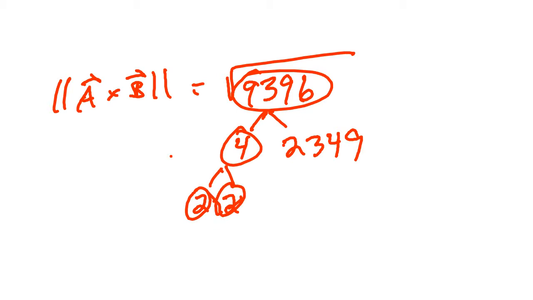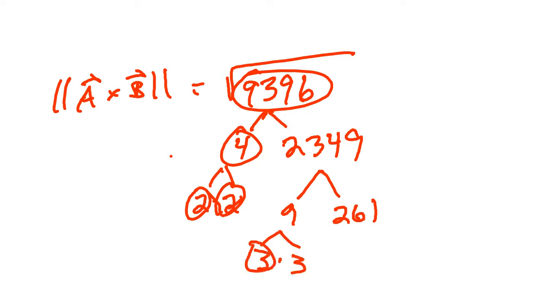Sorry, I don't want that 4 circled, but anyway, what about 2,349? Is that prime? Well, it's divisible by 3. Let's see if it's divisible by 9. It is, and that's 261. Do you know the divisibility by 3 test? Add the digits up, and if the sum is divisible by 3, so is the number. Anyway, this is 3 times 3, so we've got another perfect square that lives in there. And then 261, is it prime?